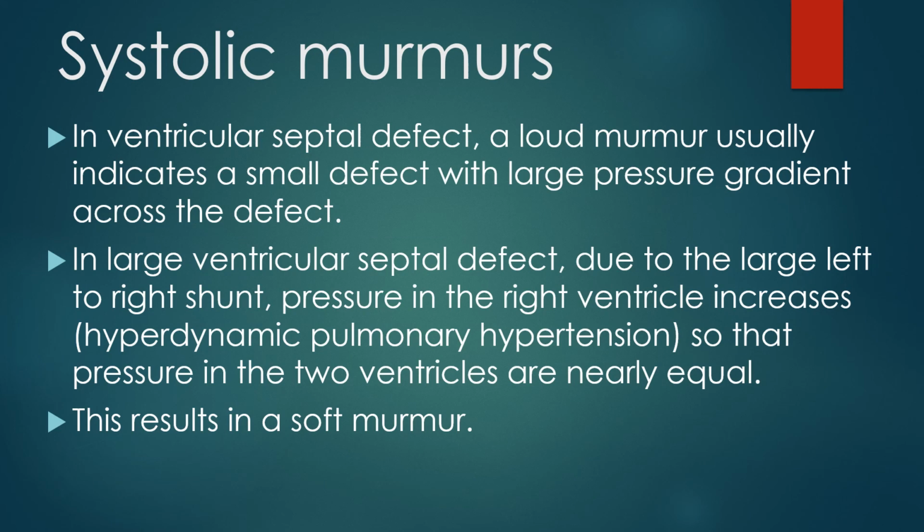In ventricular septal defect, a loud murmur usually indicates a small defect with large pressure gradient across the defect. In a large ventricular septal defect, due to the large left-right shunt, pressure in the right ventricle increases. That is hyperdynamic pulmonary hypertension, so that pressure in the two ventricles are nearly equal. This results in a soft murmur.